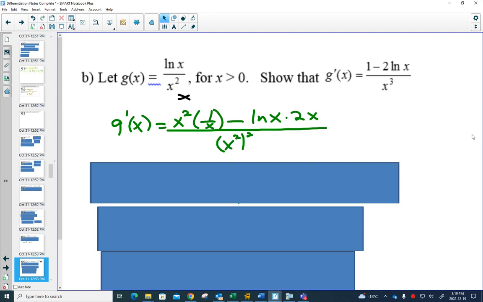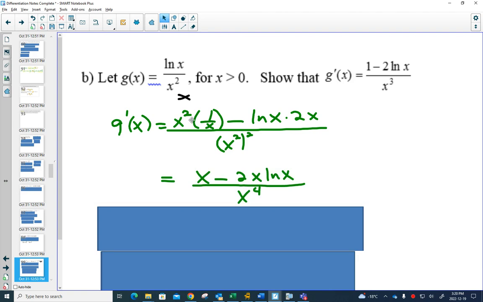Now you're just using algebra skills. Can you see that you have an x to the 4 on the bottom? So you could simplify that to x to the 4. Do you see that the top will just simplify to x minus 2x natural log of x, over x to the 4. And sometimes in a show-that question, they kind of give you hints of what you should do.